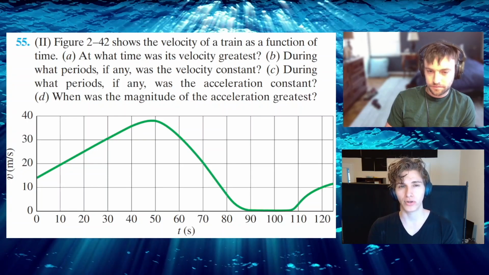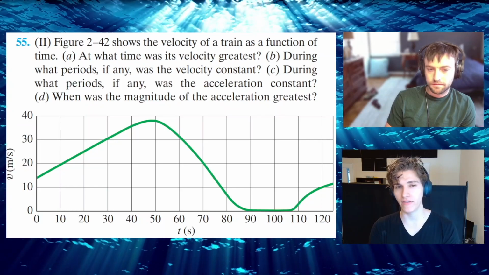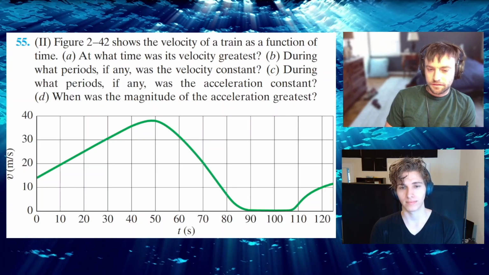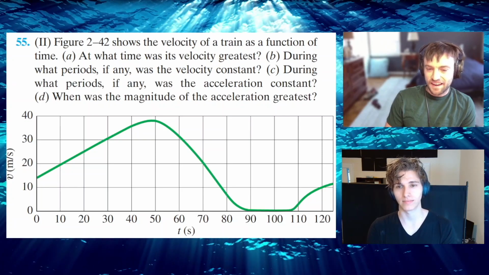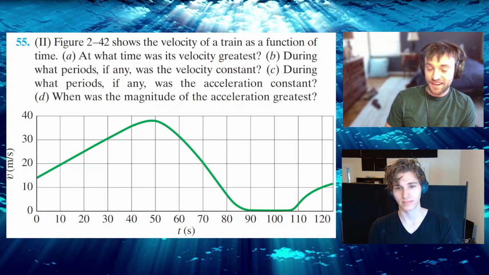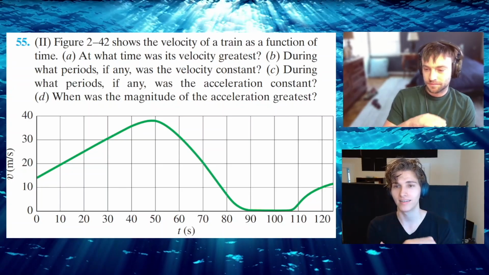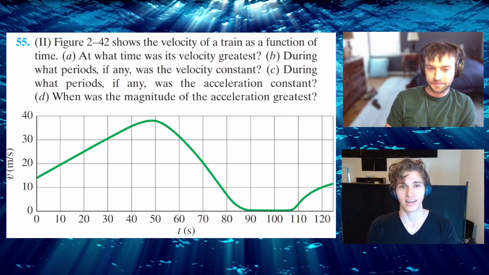Part B, during what periods, if any, was the velocity constant? I would say from about 89 to 108. Yeah, good stuff, because it's a completely flat line, right? Yeah, flat line there. Nice.